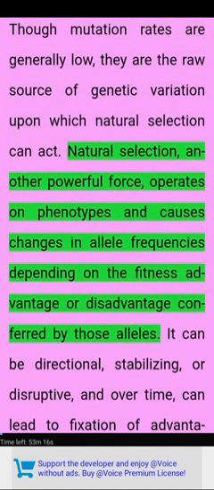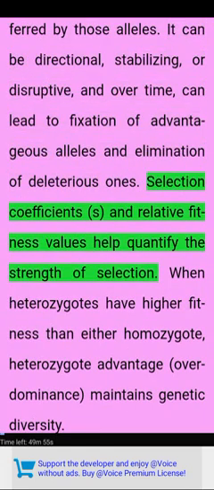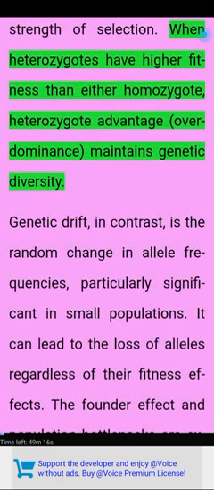Natural selection, another powerful force, operates on phenotypes and causes changes in allele frequencies depending on the fitness advantage or disadvantage conferred by those alleles. It can be directional, stabilizing, or disruptive, and over time, can lead to fixation of advantageous alleles and elimination of deleterious ones. Selection coefficients, s, and relative fitness values help quantify the strength of selection. When heterozygotes have higher fitness than either homozygote, heterozygote advantage, or overdominance, maintains genetic diversity.